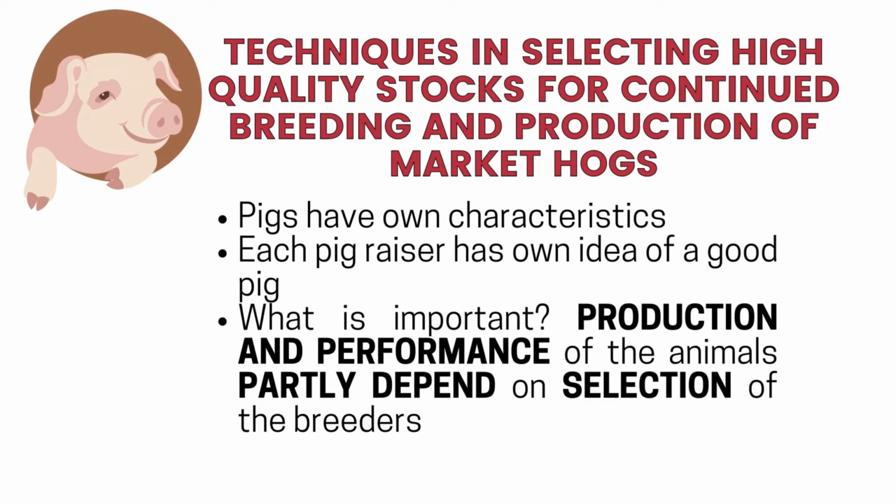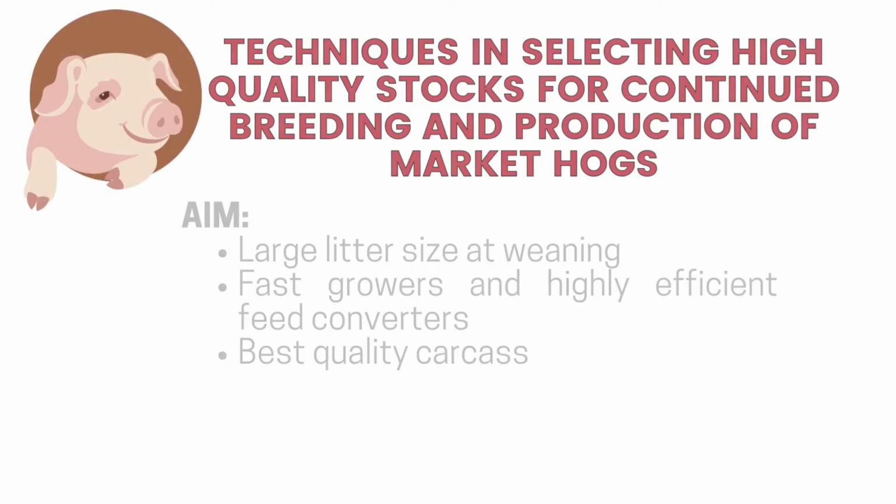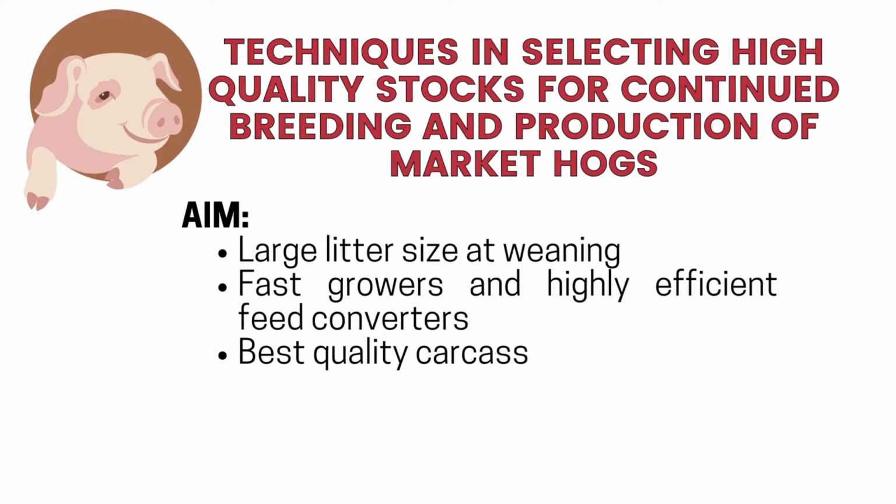Techniques in selecting high-quality stocks for continued breeding and production of market hogs. First, pigs have own characteristics. Each pig raiser has own idea of a good pig. And what is important is the production and performance of the animals partly depend on selection of the breeders. So the following are the aim. First is to have a large litter size at weaning, fast growers and highly efficient feed converters, and lastly, to have the best quality carcass.